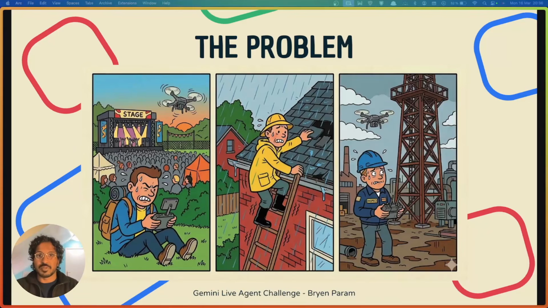Maybe you are trying to film a live event, or check your roof after a storm, or inspect something you just can't safely reach. In all of these cases, flying a drone and focusing on the task at the same time can be really hard. So I built Drone Copilot. You just talk to it and it flies. It's powered by the Gemini Live API on Google Cloud.